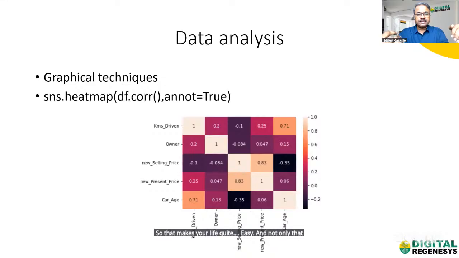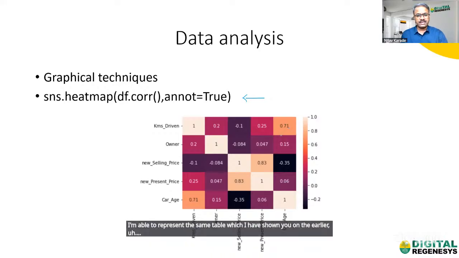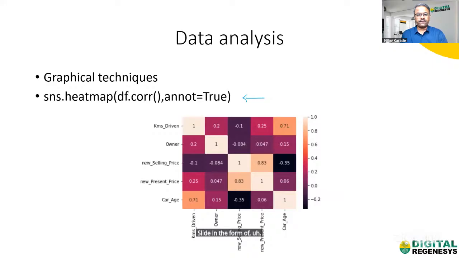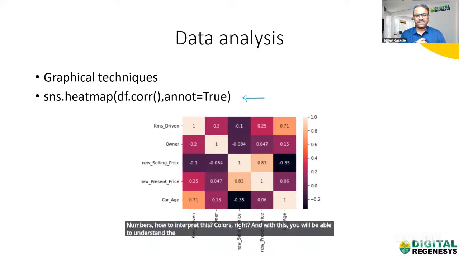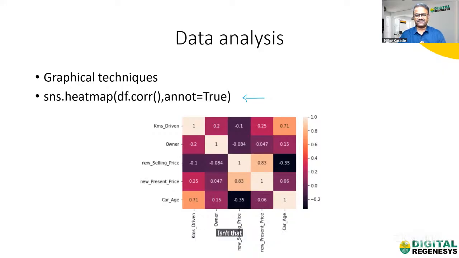And not only that, on top of it, you can also add a layer of graphical visualization. As you can see here again, with a single line of code, I'm able to represent the same table which I have shown you on the earlier slide in the form of this type of matrix, a colorful matrix, right? So we will help you with how to interpret these numbers, how to interpret these colors, right? And with this, you will be able to understand the relationship present within your data. Isn't that interesting?